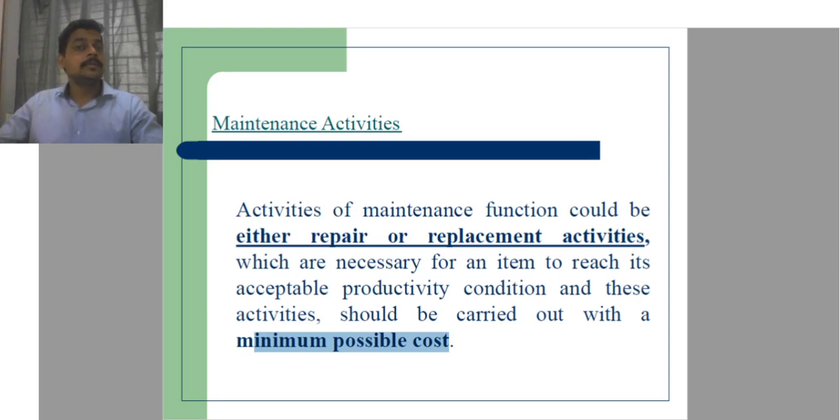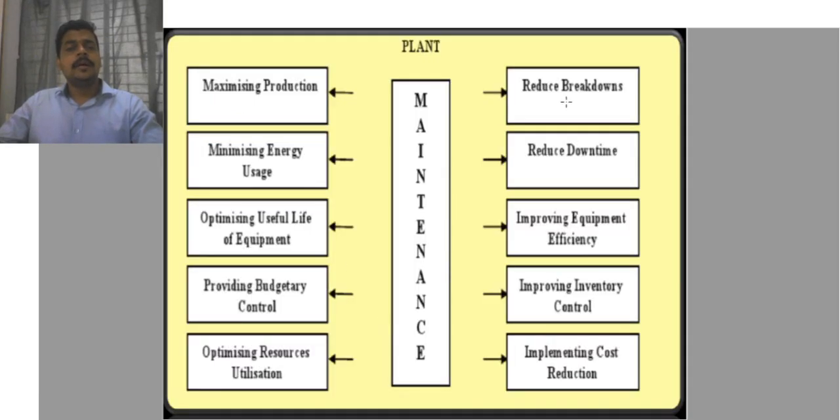I hope you understood the definition of maintenance activities, or procedure, and this important criterion of minimum possible cost. We have also discussed the role of the maintenance department inside the industry. In the next class we will discuss the next important concept, the maintenance procedure, the responsibilities and the roles of the maintenance department.